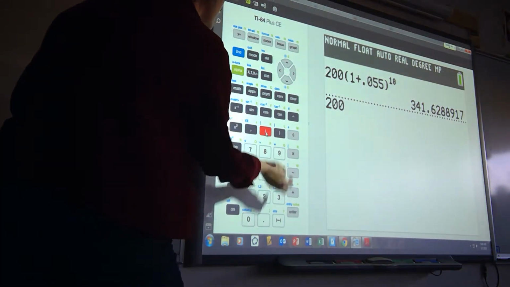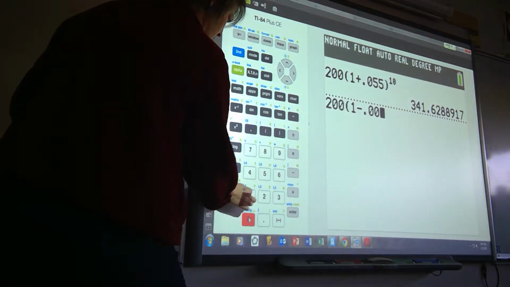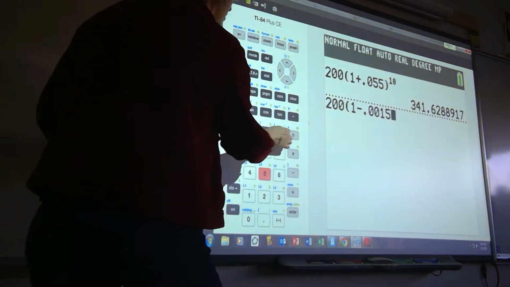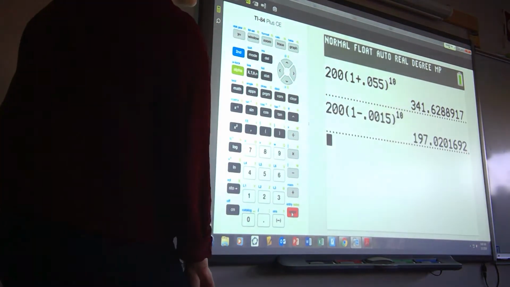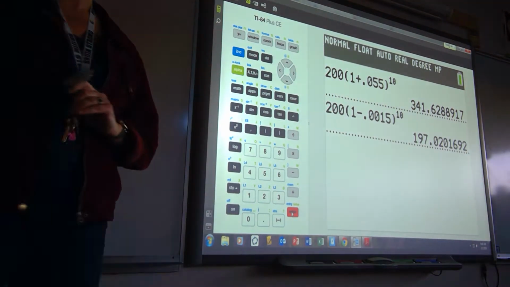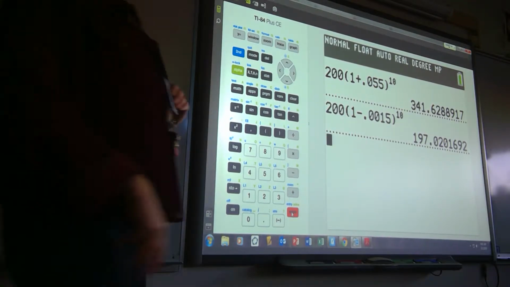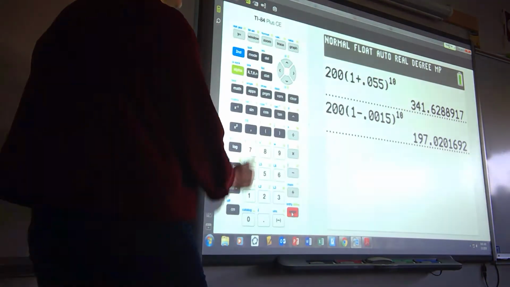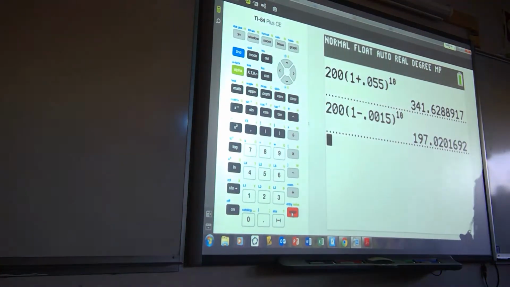200, so 1 minus 0.0015 to the power of 10. So your $200 can buy you $3 less than what it did, which doesn't seem like a lot. But what if it was $1,000? Now it's a little bit more. Okay. So there's a value to putting it in the bank. 197.02.